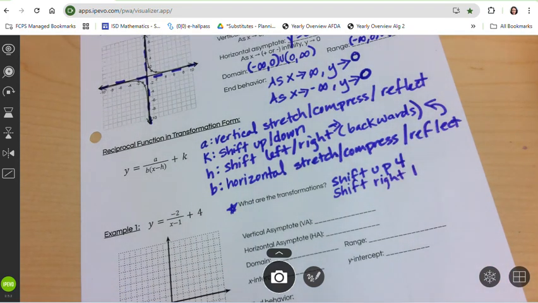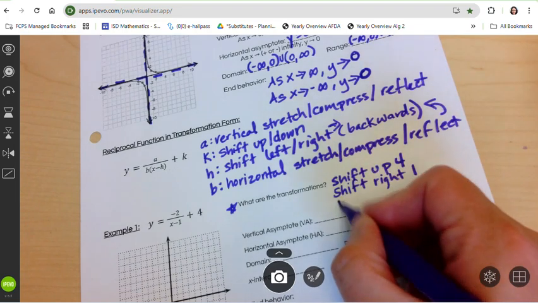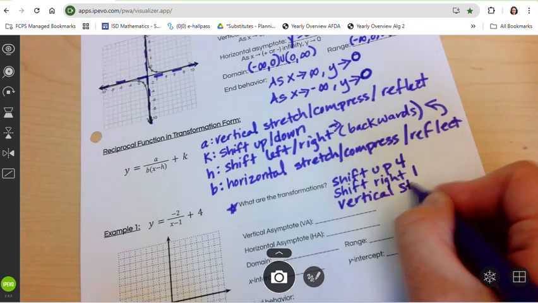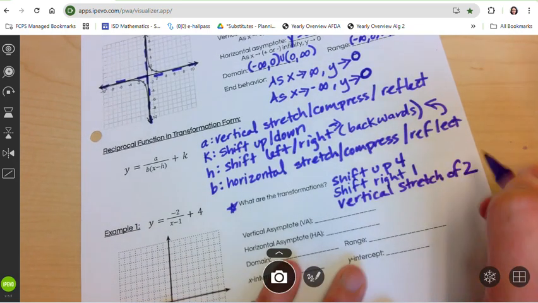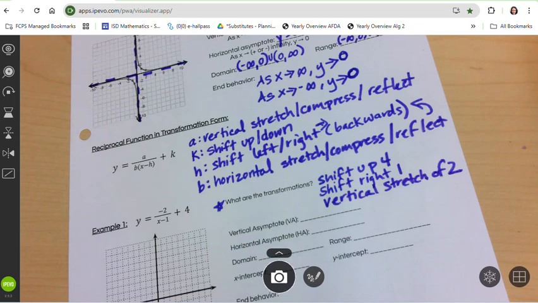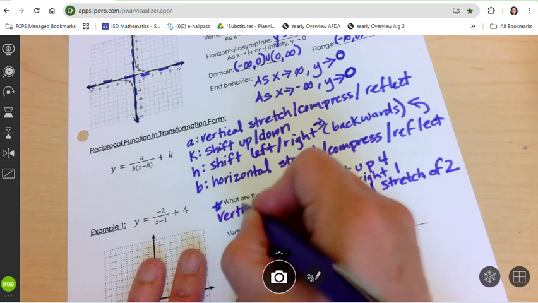A vertical stretch of 2. Okay. Yeah, vertical stretch of 2. Good. And then he was noticing that there's also a negative on that. What does the negative do? Reflects, right. So I'll just move that over here. Vertically reflect.